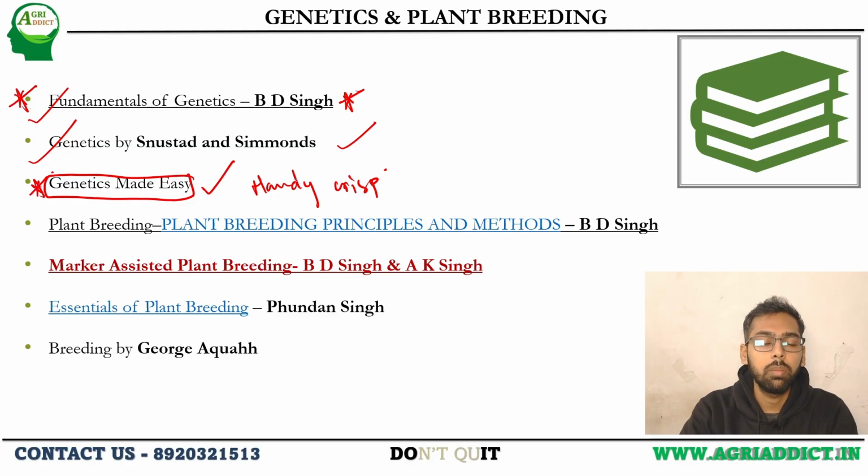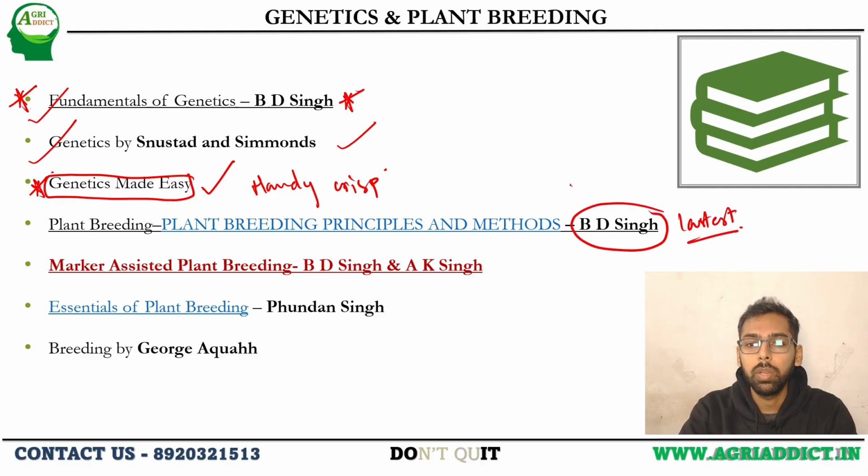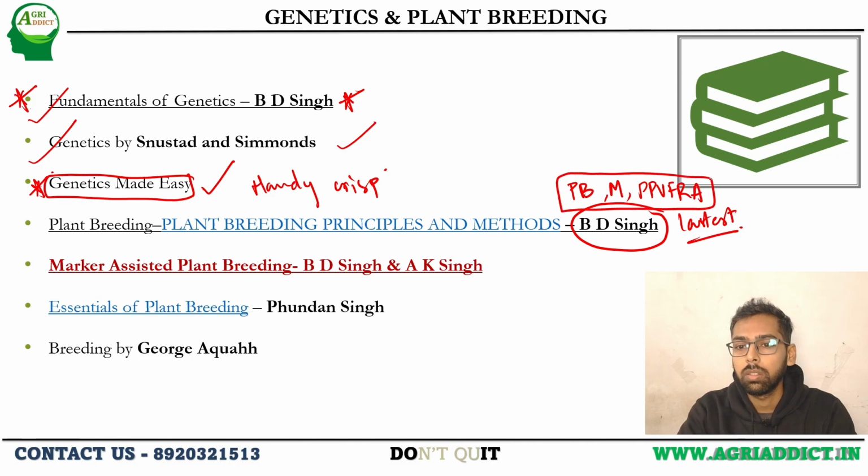And then coming to the plant breeding portion, the latest edition of Principles of Plant Breeding by B.D. Singh is a very good option, where you will be covering the plant breeding portion, followed by the molecular portion, as well as even the PPV FRA portion. Everything has been mentioned very rightly in these books. So kindly refer to the latest edition by B.D. Singh regarding plant breeding.